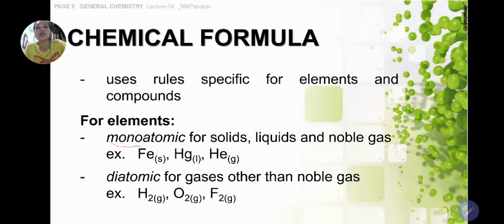While for gases which are not noble gases, so hindi yung mga gases na kabilang dun sa group 8A or dun sa pinakadulo ng periodic table of elements, diatomic na siya. So, ibig sabihin, dalawa yung atoms niya palagi. So, for hydrogen gas, we have H2, oxygen gas, fluorine gas. Laging may 2 yan. Basta gases other than the noble gases. So, nitrogen gas, at saka iba pang gases natin, which makikita natin sila sa periodic table of elements natin.